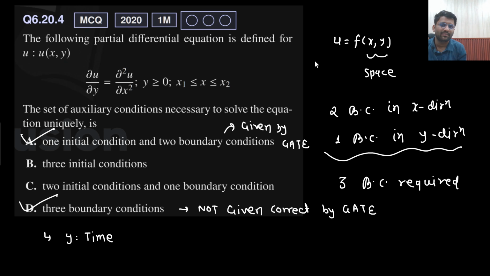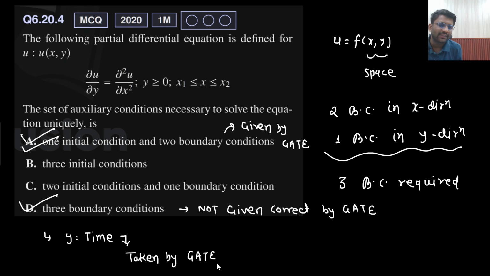How can you say y is time? Where is it mentioned that y is time? By default, I will treat it as space, no? So I would say 2 boundary conditions in x direction, 1 boundary condition in y direction. So a total of 3 boundary conditions are required. This is what I would have clicked. But this was given by the IITs. I don't know why. They have just taken y as time.